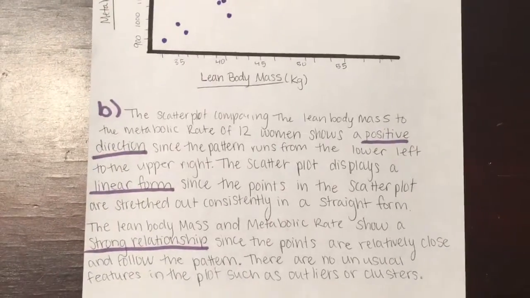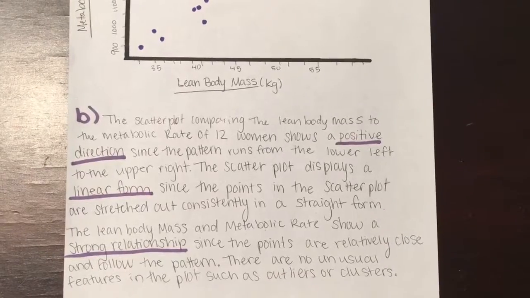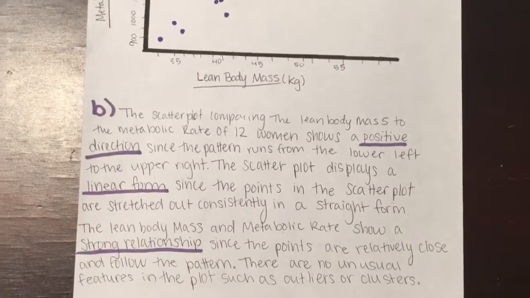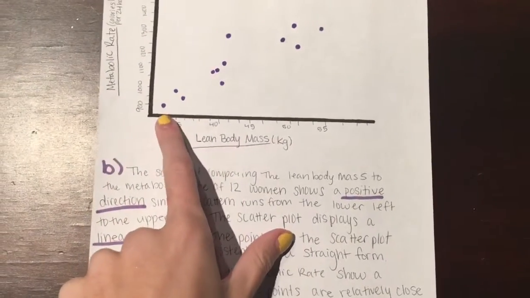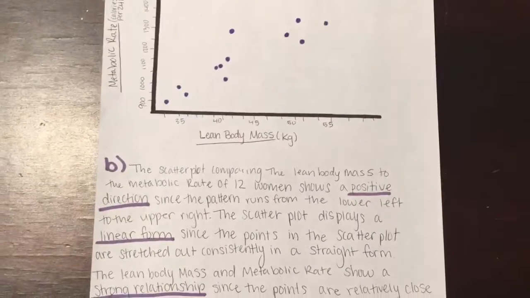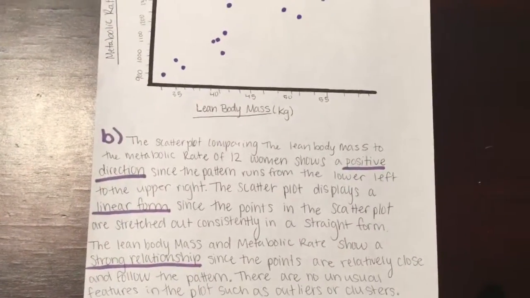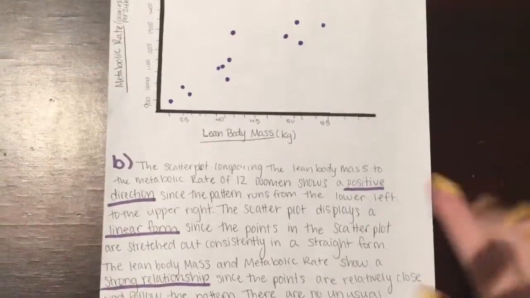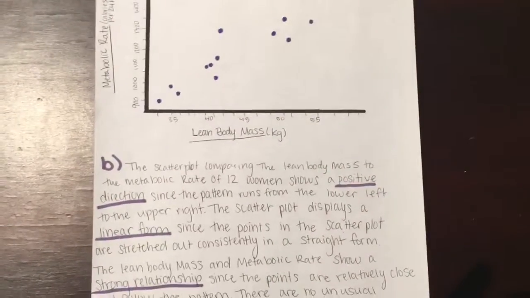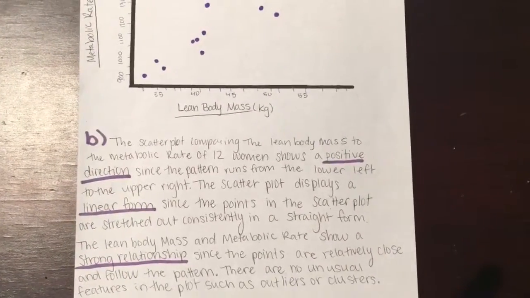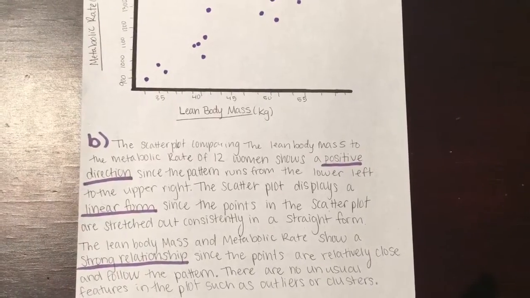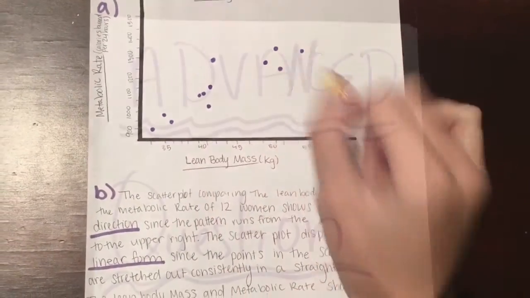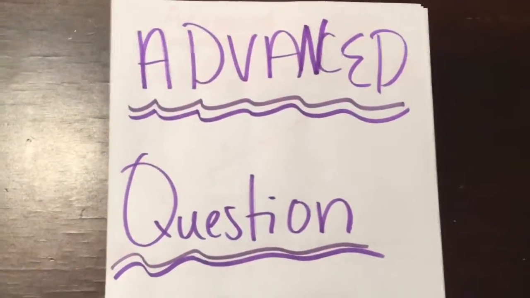The scatter plot comparing the lean body mass to the metabolic rate of 12 women shows a positive direction, since the pattern runs from the lower left to the upper right. The scatter plot displays a linear form since the points in the scatter plot are stretched out consistently in a straight form. The lean body mass and metabolic rate show a strong relationship since the points are relatively close and follow the pattern. They're close. Okay, now on to the advanced question.